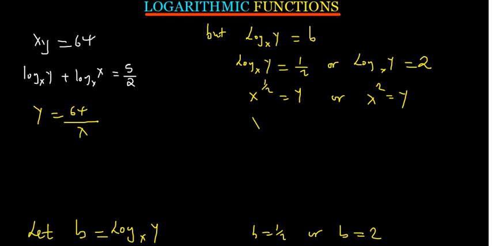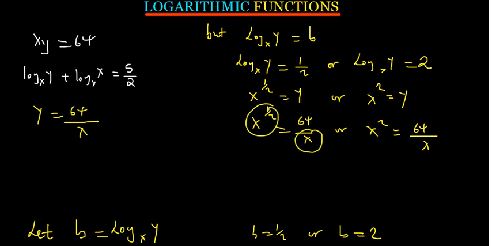So this is going to be x to the power 1 over 2 is equal to, where there is y, we are going to put 64 over x, or x squared is equal to, where there is y, still put 64 over x. Cross multiply. X to the power 1 multiplied by x, same basis multiplying, just add the power. So 1 plus 1 over 2, that will be x to the power 3 over 2. That is going to be equal to 64, or x squared times x, that will be x cubed. That will be equal to 64.